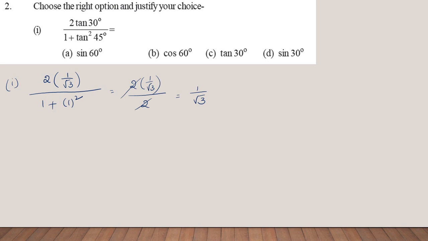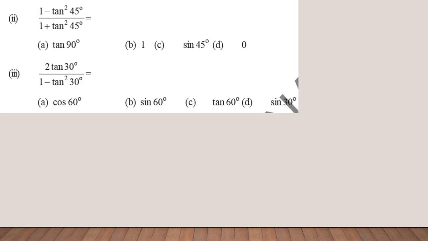Now from this, let us see the options. Sin 60 value is root 3 by 2. Cos 60 value is 1 by 2, tan 30 value is 1 by root 3, sin 30 value is 1 by 2. So amongst all these options, what is my answer? It is nothing but option C, right? So option C is my answer. How can you justify? Justification means from the options, I have found the value which is equal to 1 by root 3, right? Next, moving on to question number 2.